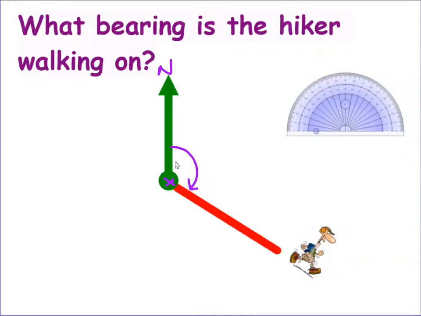So you would use your compass, as we've shown you in previous lessons on how to measure angles, and you would say this is 120 degrees. So it has the 3 digits that we need.